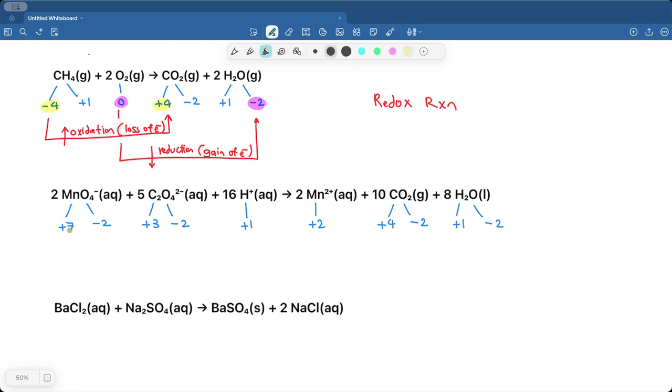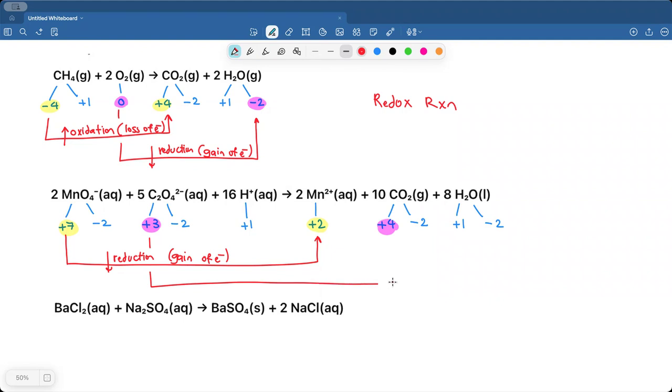So now let's take a look at the numbers. Mn, manganese, is going from +7 to +2. So the number is going down. As we said, anytime the oxidation number goes down, that process is considered as reduction, which happens based on gain of electrons. And then taking a look at, let's say, carbon, we have +3, and then it's becoming +4. So since the oxidation number is going up, that process is considered as oxidation. So we can say carbon is becoming oxidized. And again, because of that, this reaction is considered as a redox reaction.